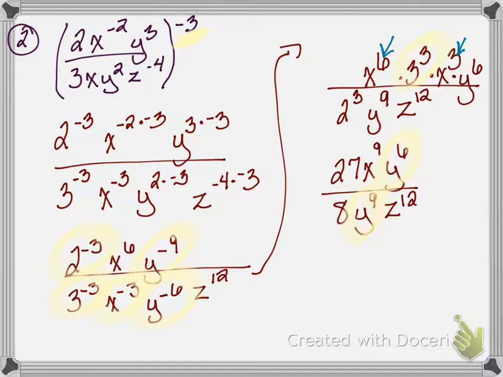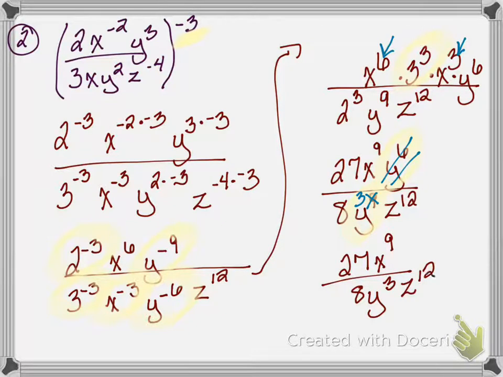But I can cancel completely my y's in the numerator. So these y's are going to be completely gone. This y to the 9th becomes y to the third because 9 minus 6 is 3. That y stays in the denominator because I had more y's in the denominator when I got started. So my final answer to this is 27x to the 9th over 8 y to the third z to the 12th. And that's my final answer.